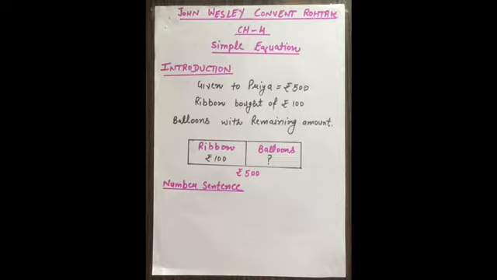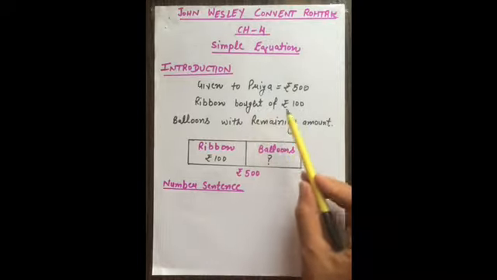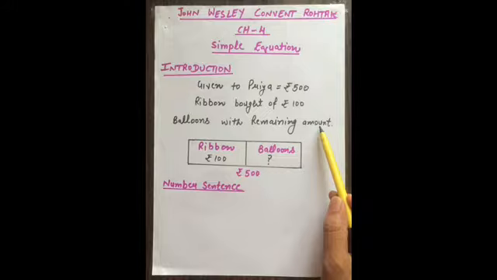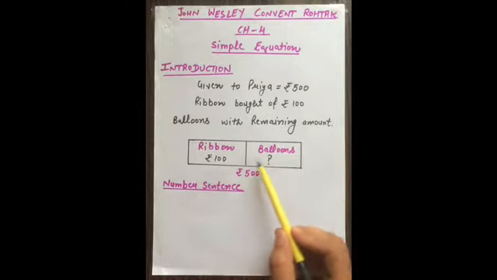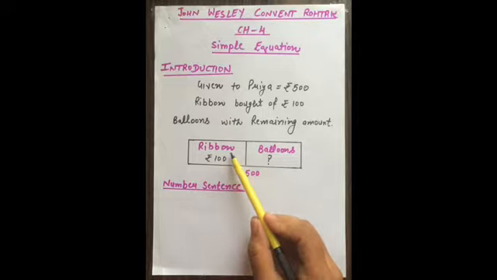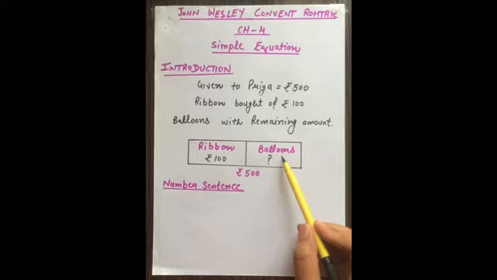Priya is given rupees 500. She bought ribbon with rupees 100 and she bought balloons with the remaining amount. Now we can write this information like this. She has rupees 500 total. She bought ribbon with rupees 100 and balloons with the left amount. We have to find how much amount is spent on balloon.